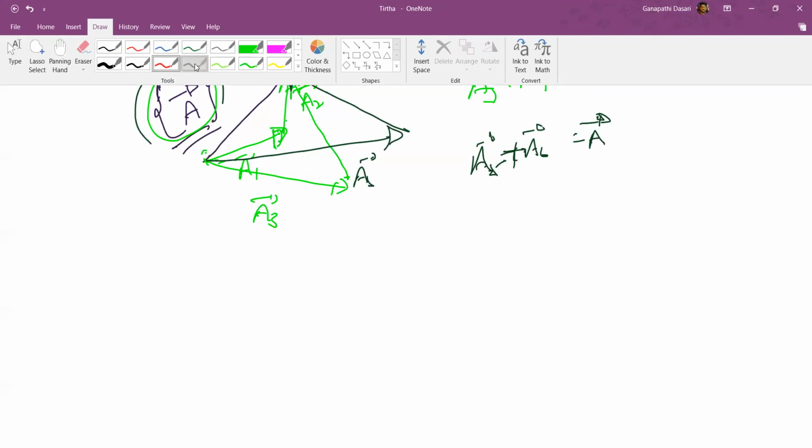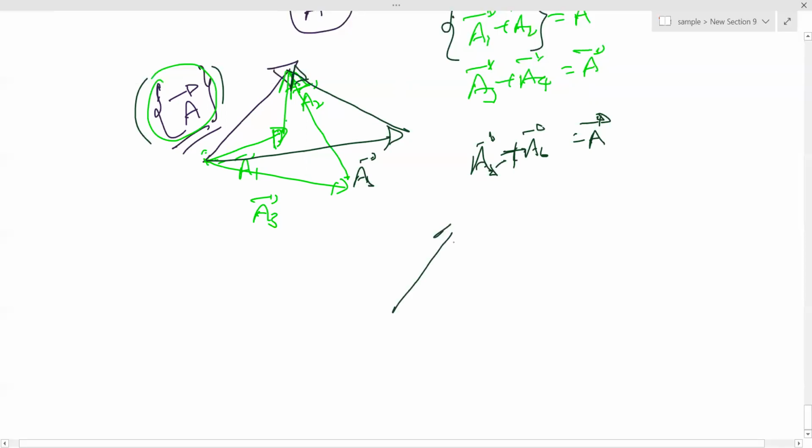So for the same A vector, many combinations are there, but one combination will give you comfort. I think this combination might give you a better comfort. Right angle.